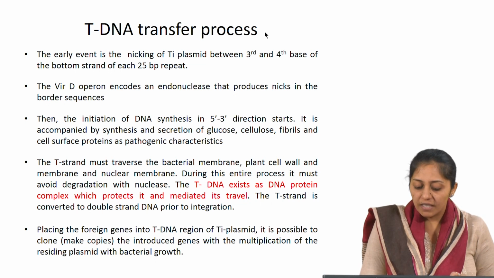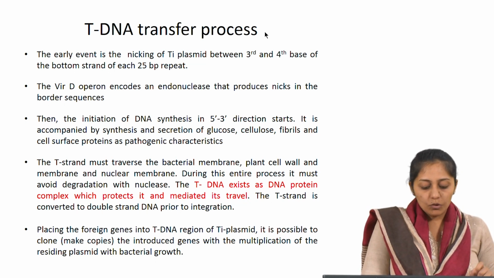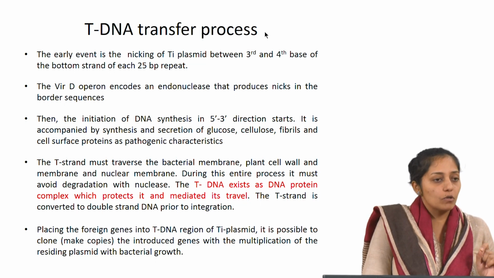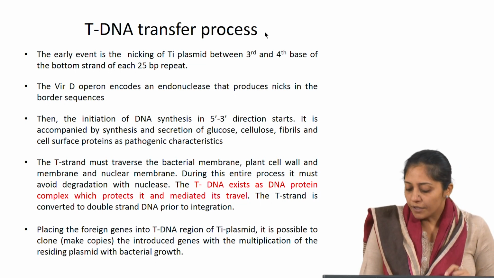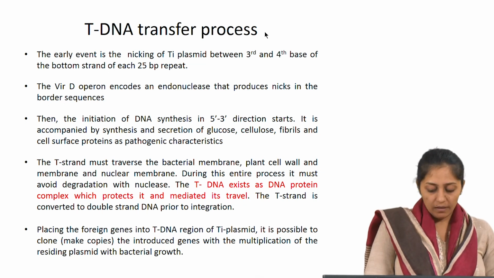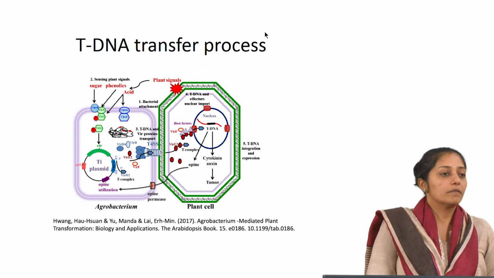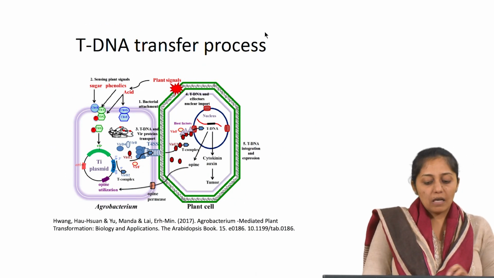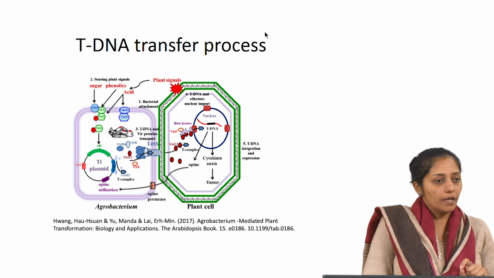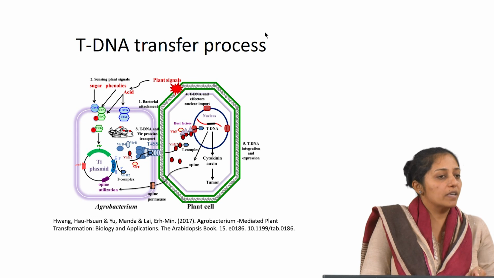Placing the foreign genes into the tDNA region of the Ti plasmid makes it possible to clone them, make copies. Clone means making copies. The introduced genes multiply with the residing plasmid with the bacterial growth. So this is what we were talking about. This is how the various events happen, and you can read that and correlate with the figure.